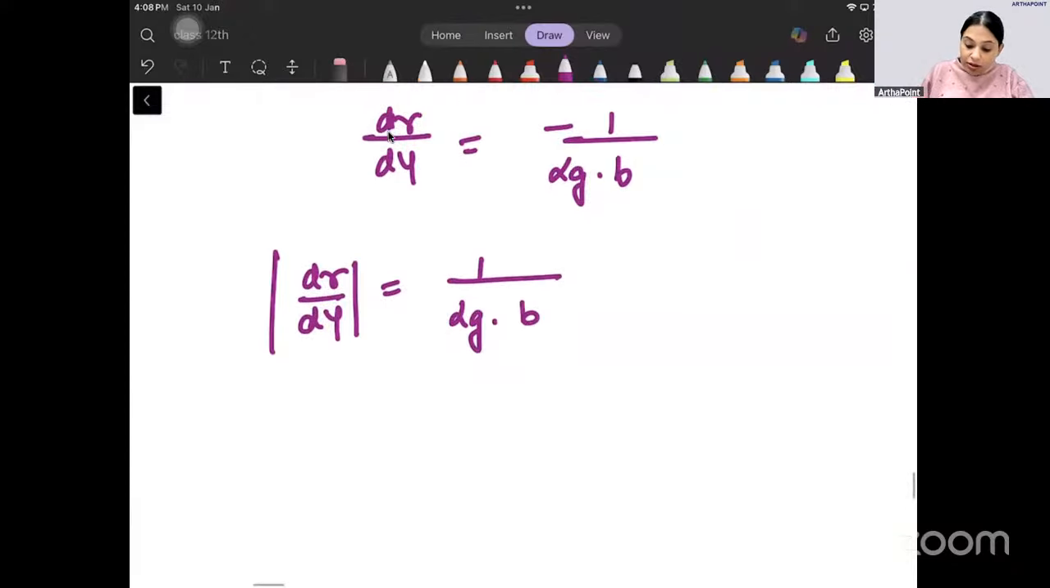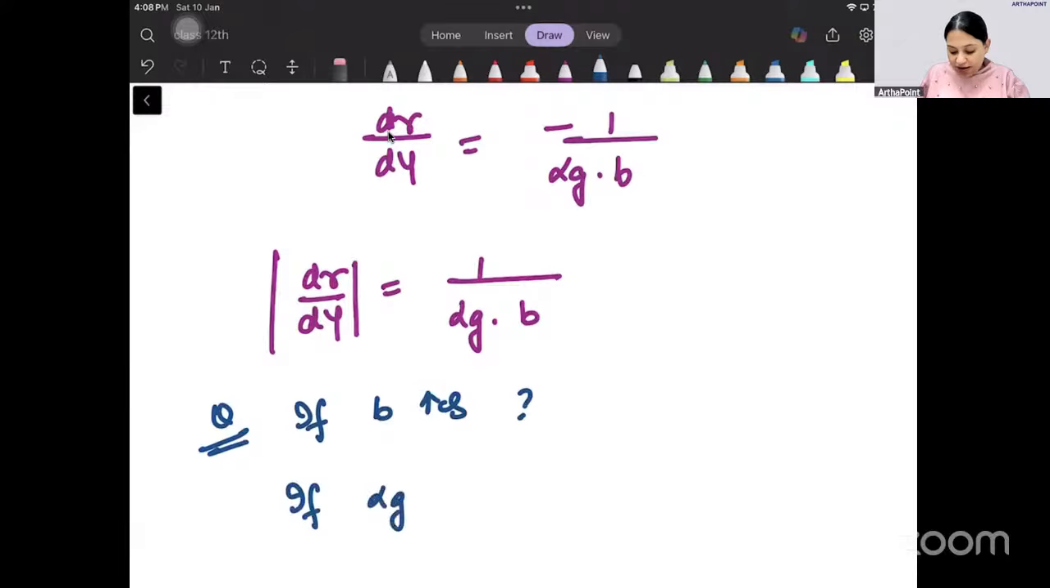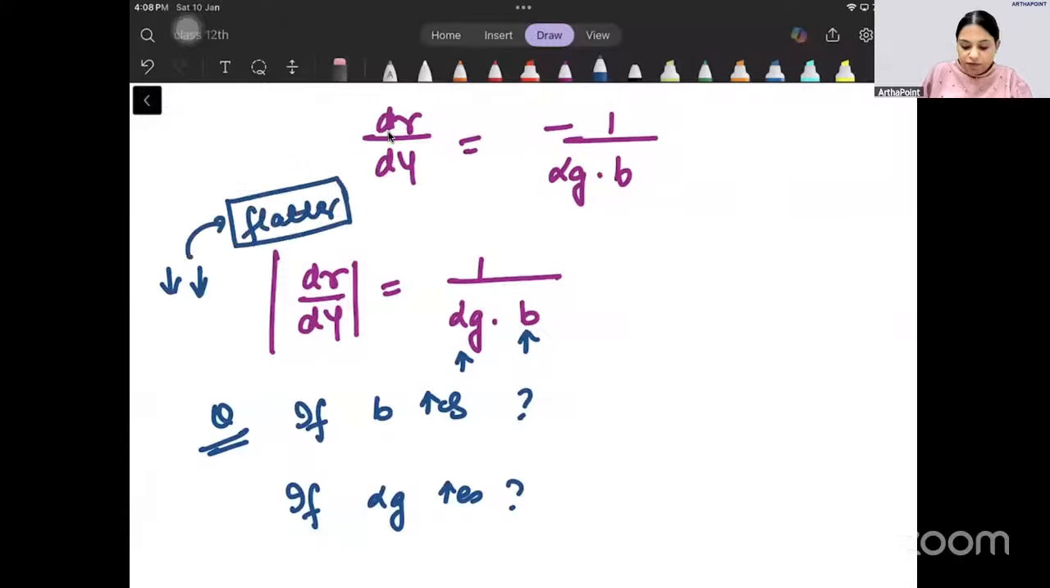Now tell me, how will the slope change if b increases and how will the slope change if alpha g increases? If b increases, slope will decrease. If alpha g increases, slope will decrease. Slope decrease means it will become flatter. So when b increases or alpha g increases, the slope becomes flatter. Right? Flatter means the IS curve becomes flatter.